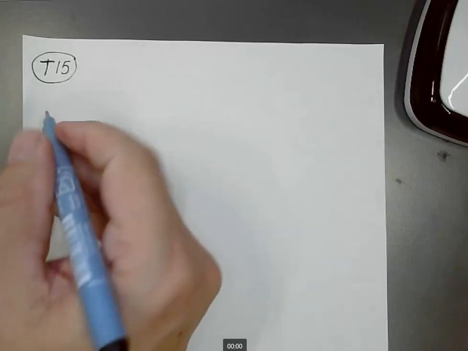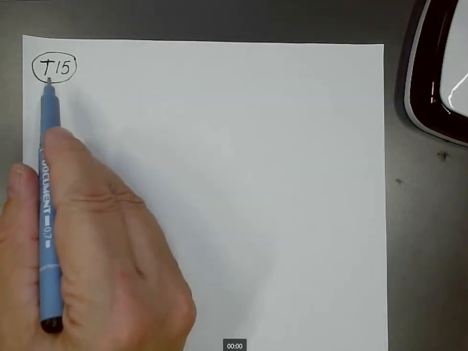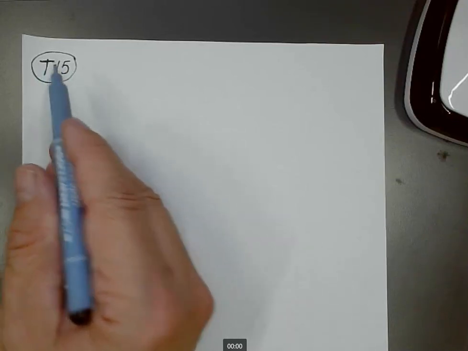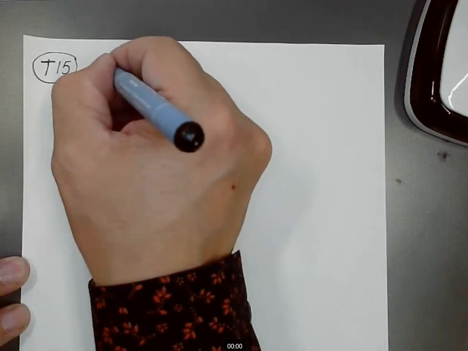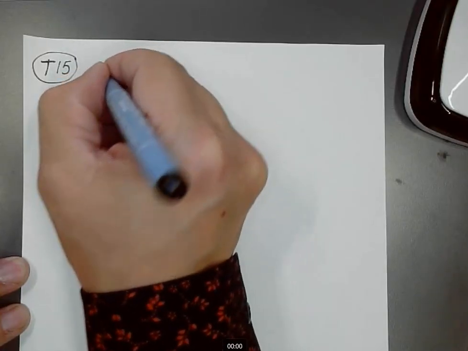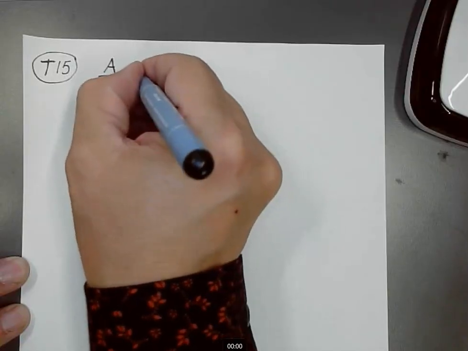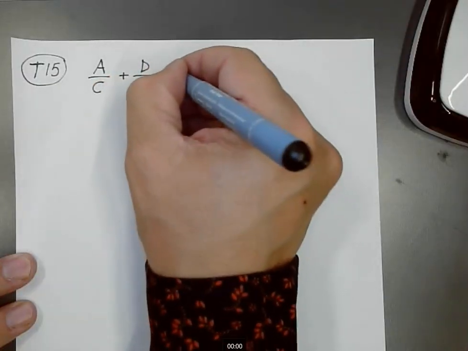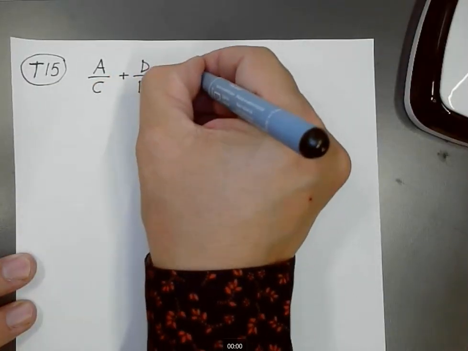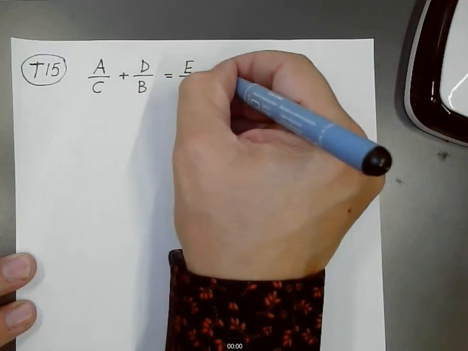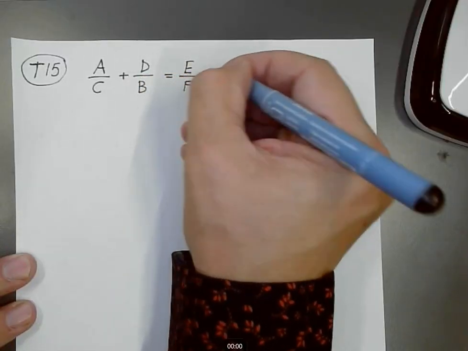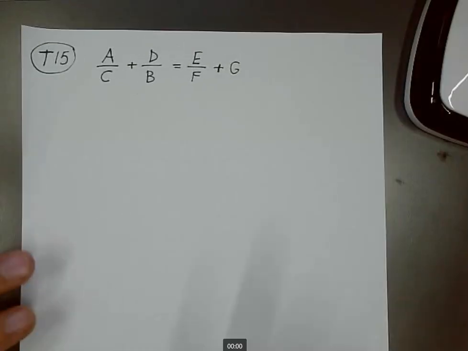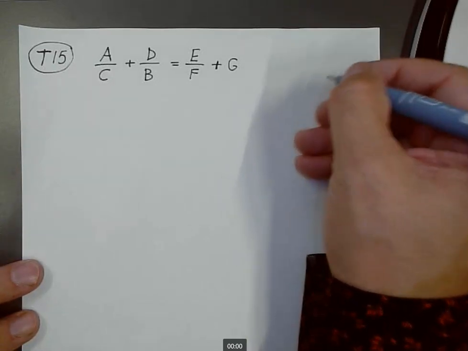Remember this D letter. I always or almost always write that. It means tehtävä, or exercise in English. Tehtävä in Finnish. We have this kind of equation: A divided by C plus D divided by B equals E divided by F plus G. And what should be solved is F.